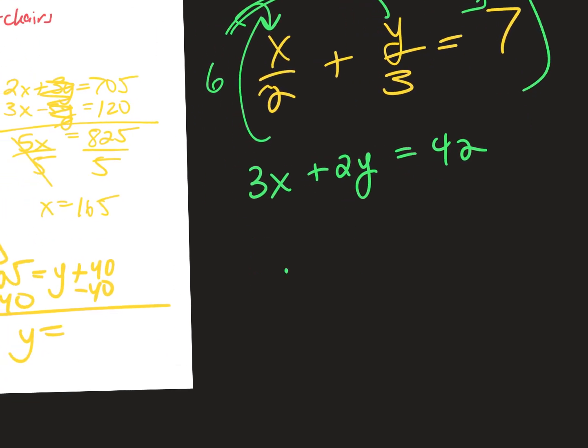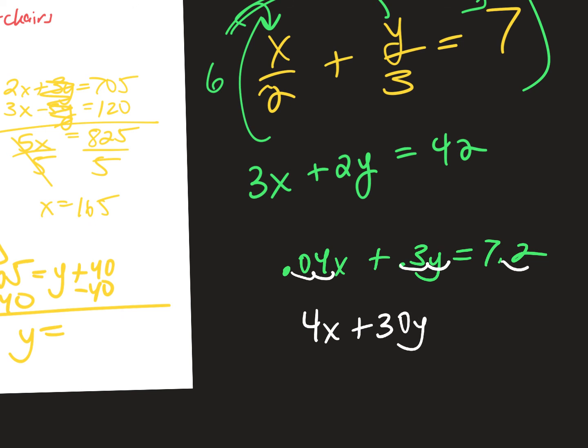Again, if you have decimals, if I have 0.04x plus 0.3y equals 7.2. How many places do I need to move the first decimal? 2 times. You always have to move everything by the most places. So look what happens here. I move this 2. This becomes 4x, right? When I move this one 2, what does this become? 30y. When I move this 2, what does that become? 720.